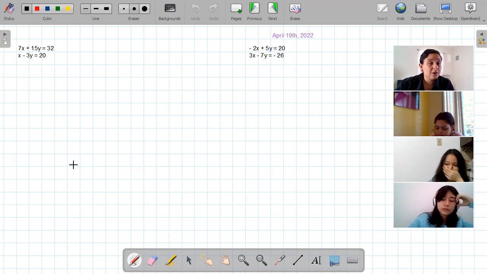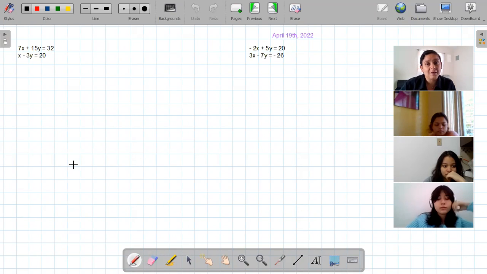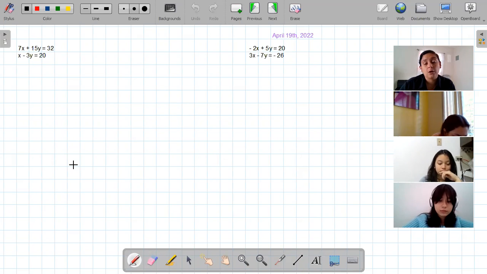Also, remember, we need to eliminate one of the variables. In order for us to eliminate them, we need to have the same coefficient, but different signs. One has to be positive, the other one has to be negative. In this case, we are going to choose one variable that we're going to eliminate, and then we choose one equation, or maybe sometimes both, that we need to multiply by a number so we can eliminate that variable that we chose.